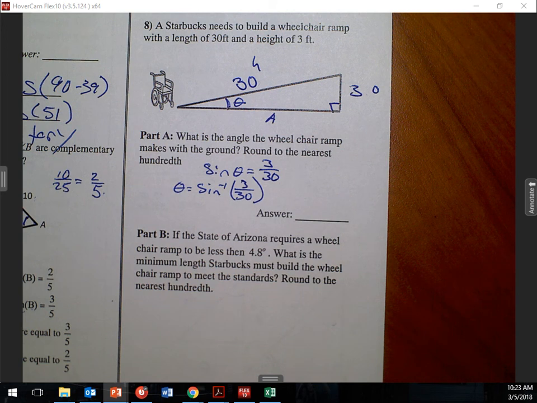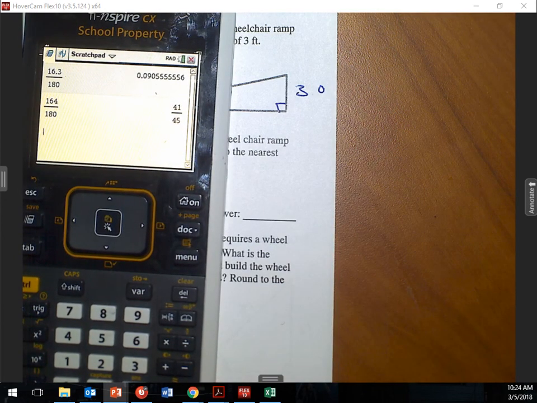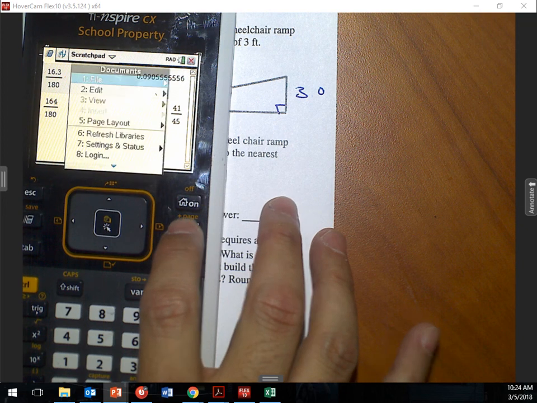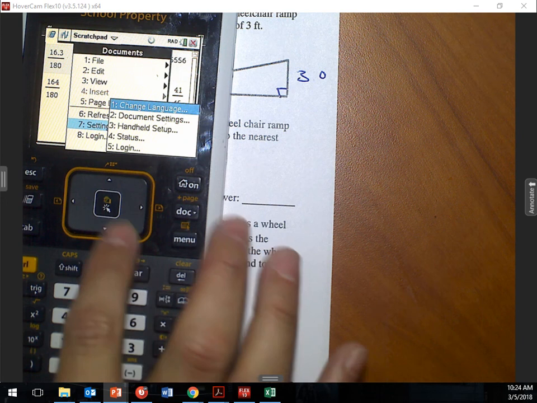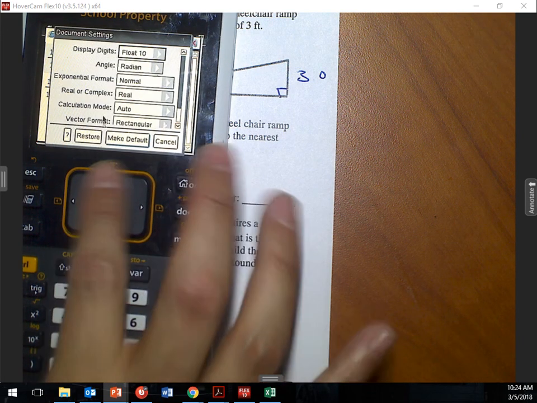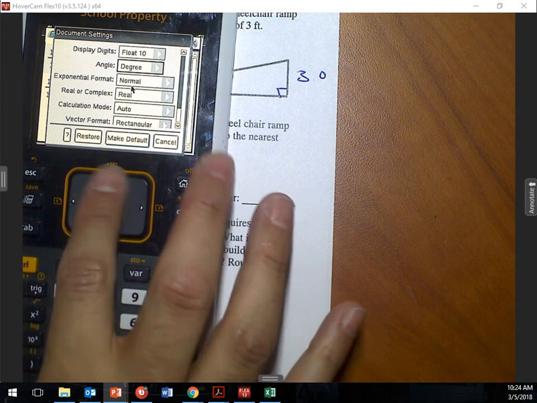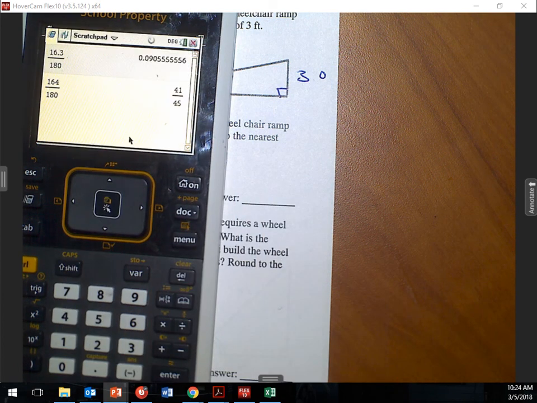So let's go ahead and change them. That's what I'm doing right now. I'm going over to show you guys how to change it, so I'm hoping everyone's paying attention. Menu. So I'm on the scratch pad. I go menu, settings. That's number 7, right? Document settings. I'm going to use the scroll pad now, so change that to degree. And then down here, make default. There we go.